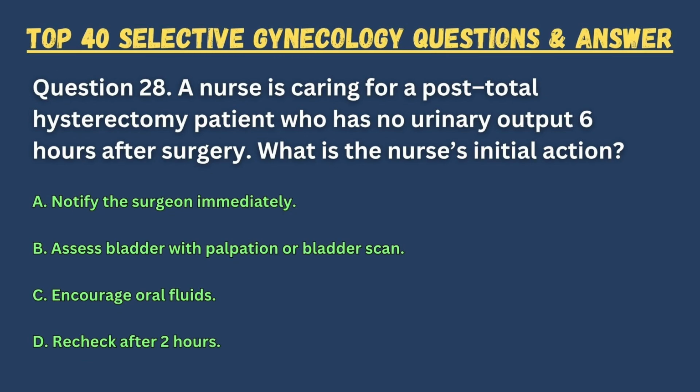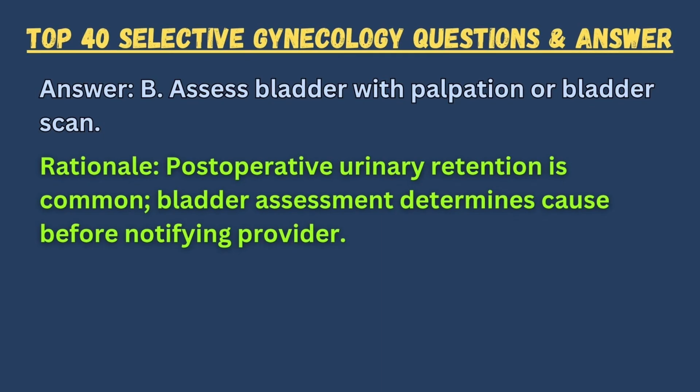Question 28. A nurse is caring for a post-total hysterectomy patient who has no urinary output 6 hours after surgery. What is the nurse's initial action? A. Notify the surgeon immediately. B. Assess bladder with palpation or bladder scan. C. Encourage oral fluids. D. Recheck after 2 hours. Answer: B. Assess bladder with palpation or bladder scan. Rationale: Postoperative urinary retention is common. Bladder assessment determines cause before notifying provider.